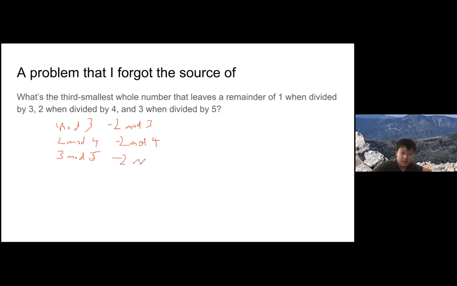Now, can anyone think of a number that is -2 mod 3, mod 4, and mod 5? It doesn't have to be a whole number. Some number that's -2 mod all of these.